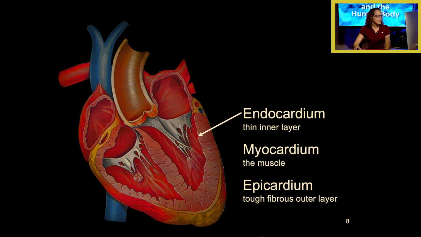We can also see the endocardium, which is the inner layer. It lines the atrium and the ventricles, and it forms the heart valves. We can see the myocardium, which is the actual muscle. It's the force behind the pumping action. And the epicardium, and this is the tough, fibrous outer layer.